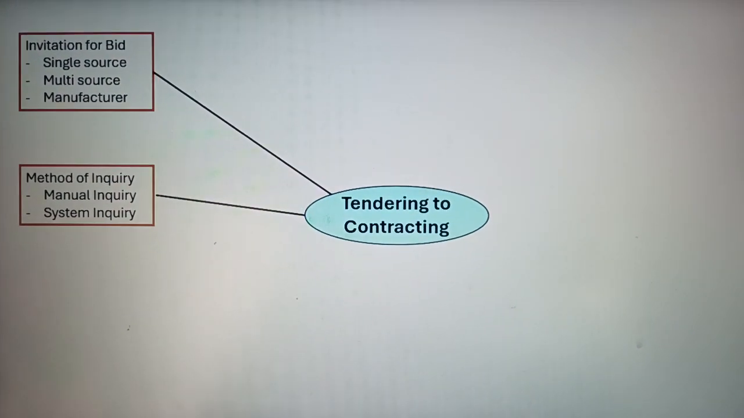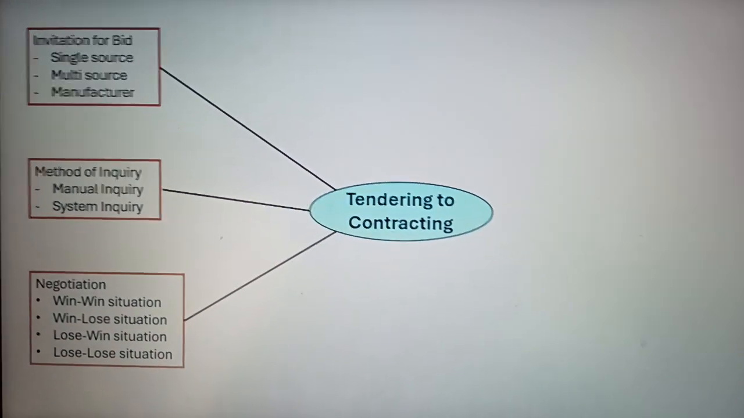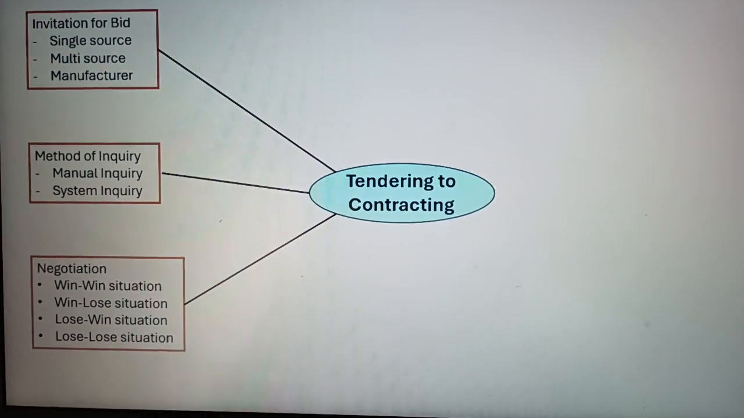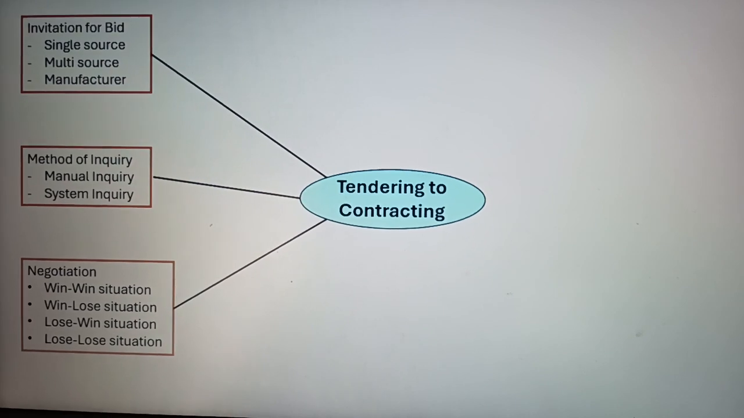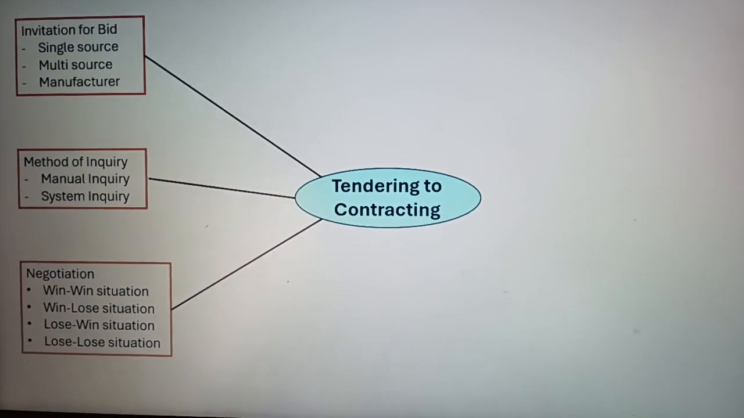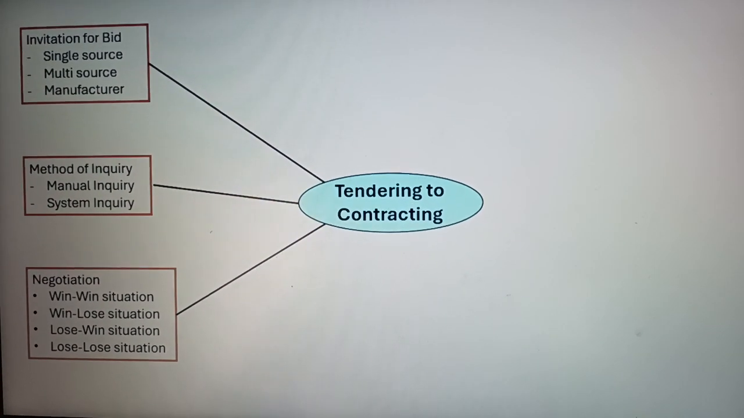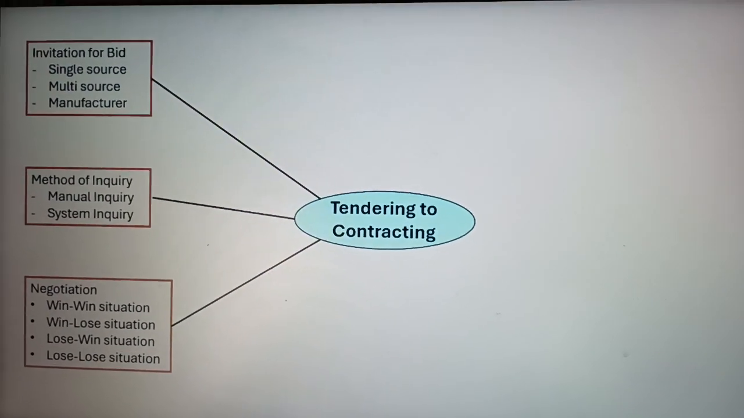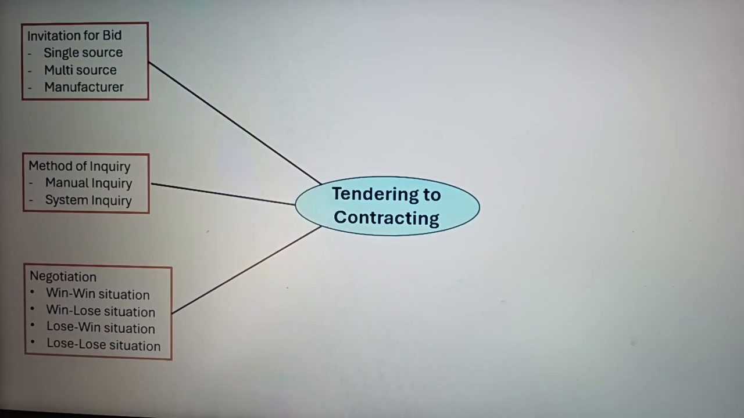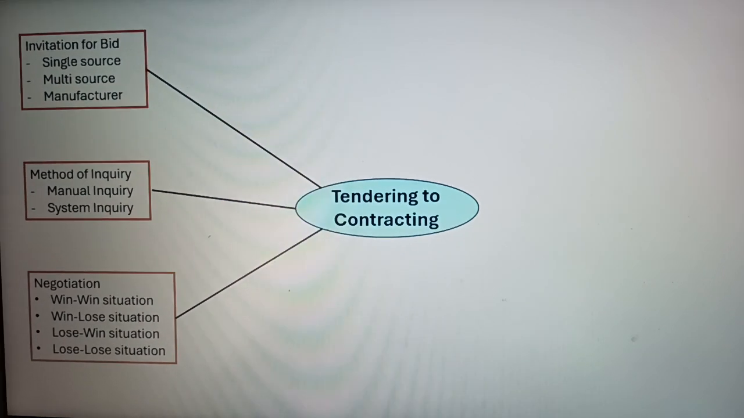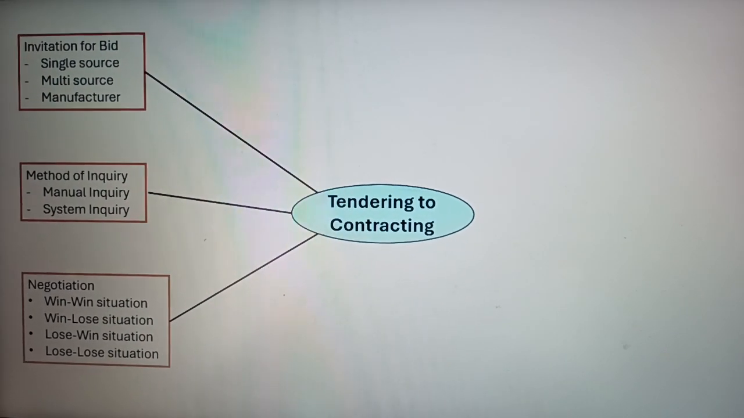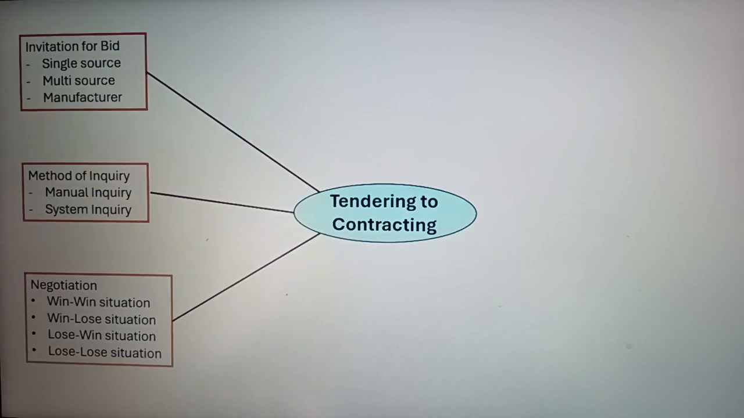Now we move ahead. Negotiation procedure. Once we send the inquiry to the bidders, and the bidder gives their quotation, and once we send the technical quotation to the user department and they confirm that this bidder is technically qualified, then we initiate the negotiation with the technically qualified bidders only. We do not do negotiation with a vendor who is technically not qualified or not acknowledged. So the negotiation procedure is only applicable with technically qualified bidders.